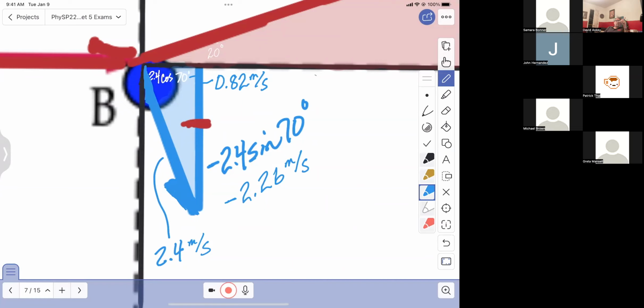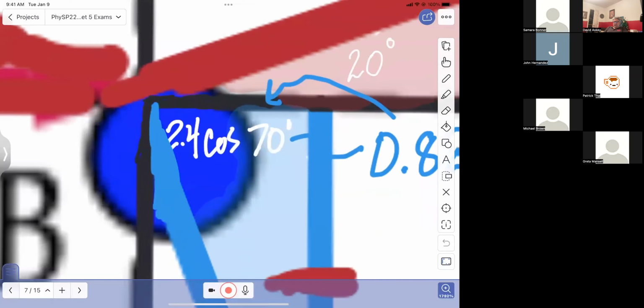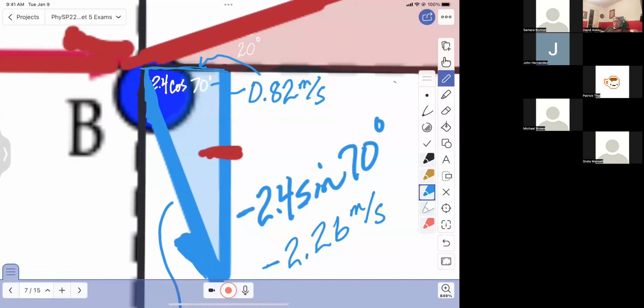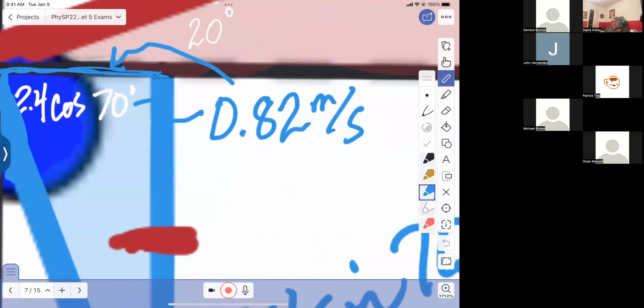Now I got to find the legs of this right triangle. And so this guy goes here. That's 0.82. If that's 70 degrees, blow this up a little more. If that's 70 degrees right there, then this leg, that's the adjacent side. So this leg is 2.4 cosine 70, right? And which ends up being 0.82.